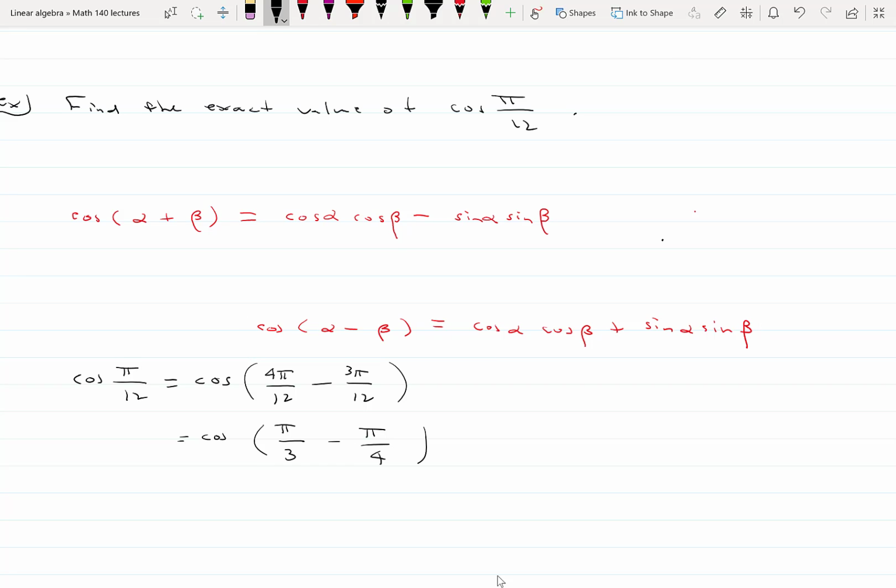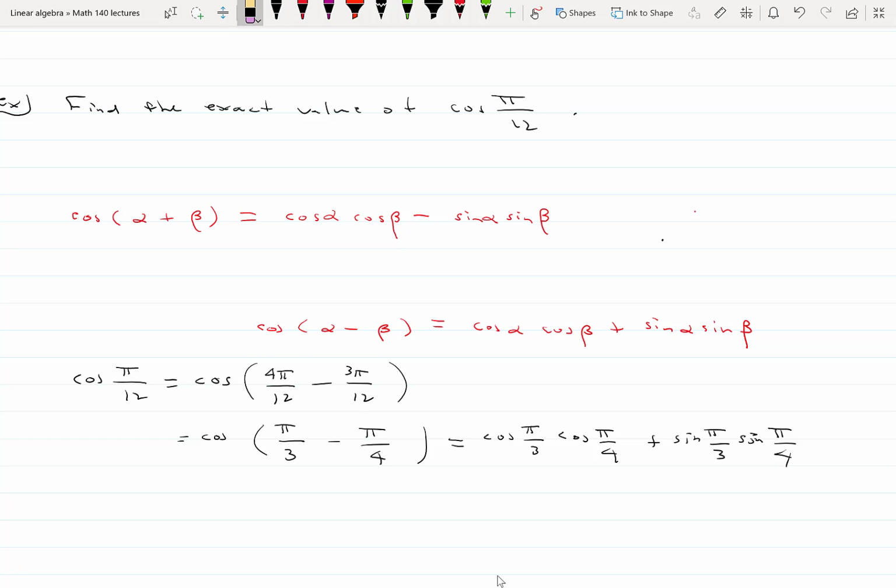So pi over 3 and pi over 4 are playing the roles of alpha and beta. So alpha is pi over 3, cosine alpha, beta is pi over 4, cosine beta. Change the sign from minus on the left to plus on the right, and then sine of pi over 3 and sine of pi over 4.